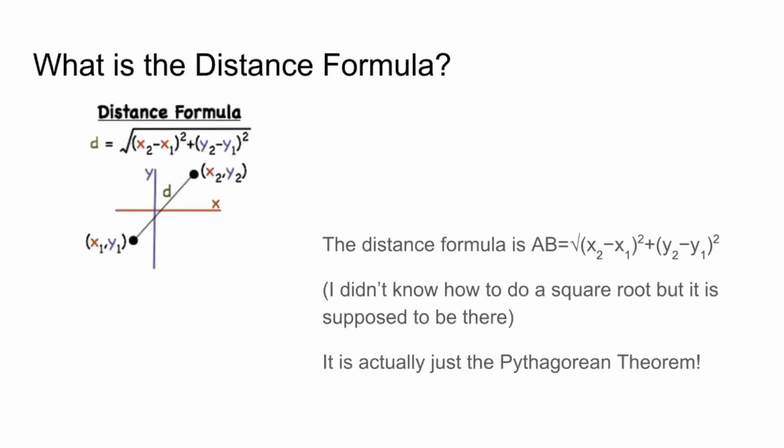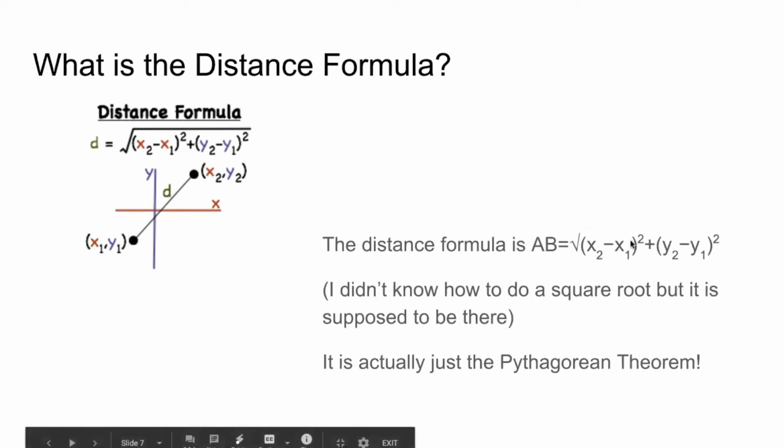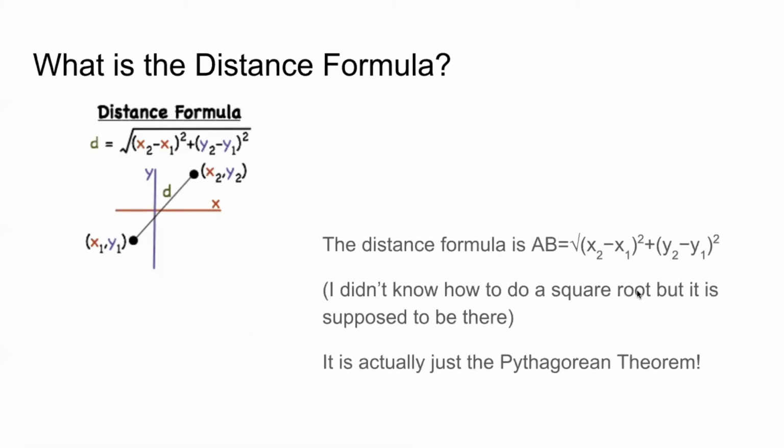Okay, so the distance formula. What is the distance formula? So the distance formula is AB equals the square root of x2 minus x1 squared plus y2 minus y1 squared. I didn't know how to do the line above these for the square root, but it's supposed to be there. So the distance formula actually just uses the Pythagorean theorem.